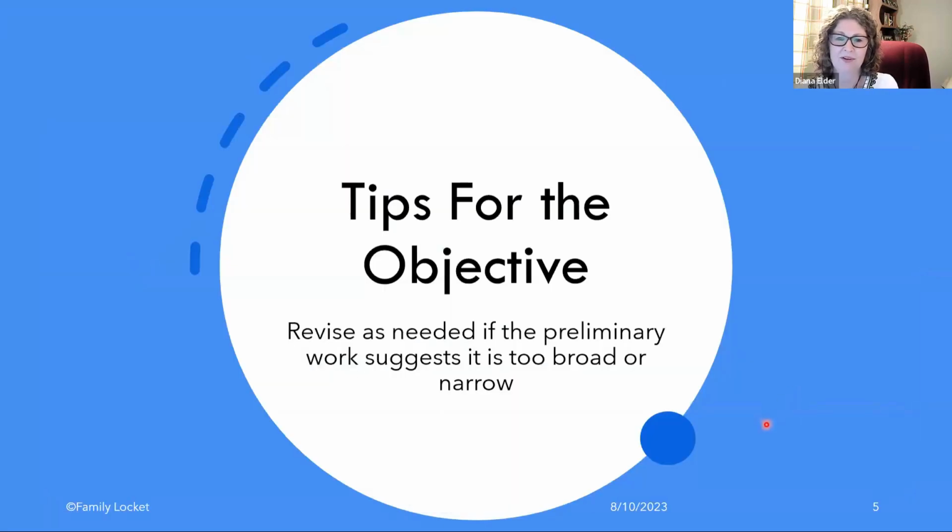So, some tips for the objective. Sometimes after you have done your timeline and you've done some preliminary work with the DNA and looking at matches, you have found that maybe your objective is either really, really broad and it's overwhelming you, or maybe it's just too narrow. This is a good time to go ahead and revise that objective. There is nothing wrong with that.